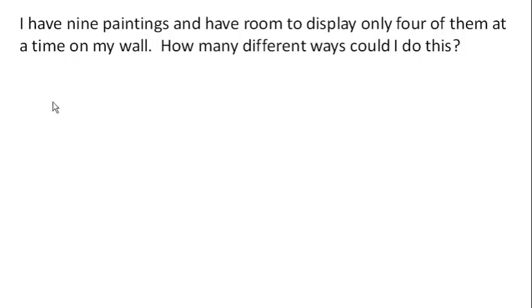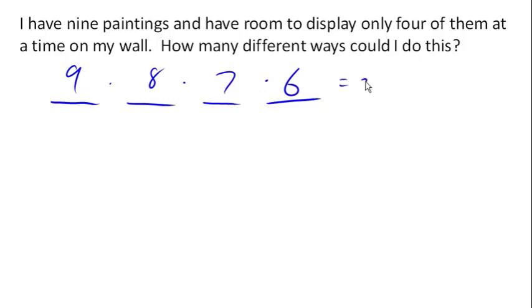So we certainly could answer this question by saying, how many choices do I have for the first one, the second one, the third one, and the fourth one? And we could certainly do that and end up with our answer, 3,024 different orderings. We're going to try to come up with another way to do this.